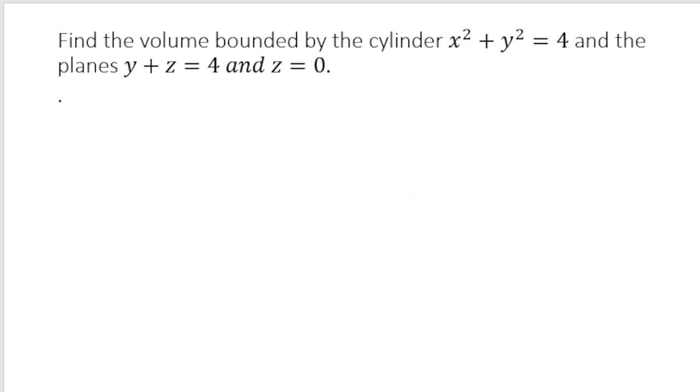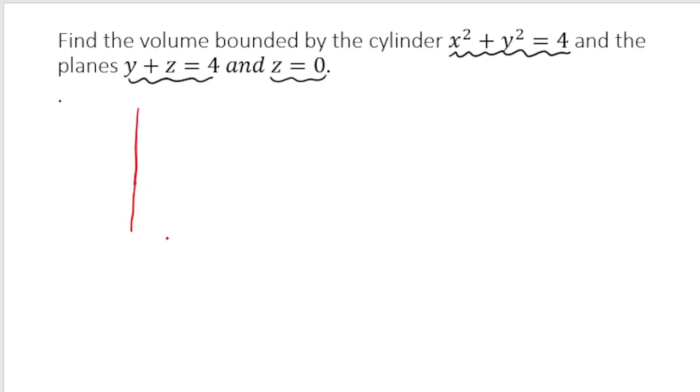Now let us take this problem here. Find the volume bounded by the cylinder x square plus y square is equal to 4, and the planes y plus z is equal to 4 and z is equal to 0. First of all, understanding how the region looks, especially in 3 dimensions, requires some amount of visualization, but I am trying to draw the region also, because if I draw it, possibly it will help you to understand the problem better. So let me draw the region.